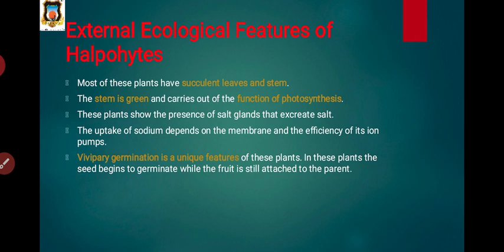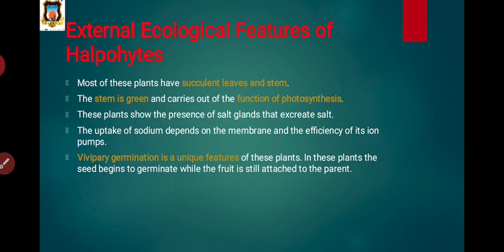And these plants show the presence of salt glands, which excrete the salt. The storage of a large volume of water and the active concentration of salt in the vacuoles helps to keep the salt concentration of the plasma low. Then these plants show salt glands that excrete the salt, and the salt content of the tissue thus becomes low.